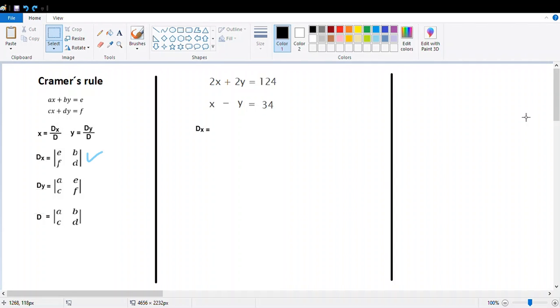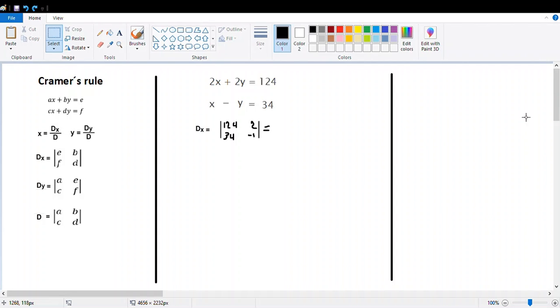Then dx, we have to find dx, the determinant of x first. If you remember my explanation, for dx we have to find first the matrix and then the determinant of that matrix. Remember, for dx, take away the x column coefficients and replace them with the answers, the constants. In this case the first column is going to be 124 and 34. The second column is the y column, 2 and -1. That's the first matrix.